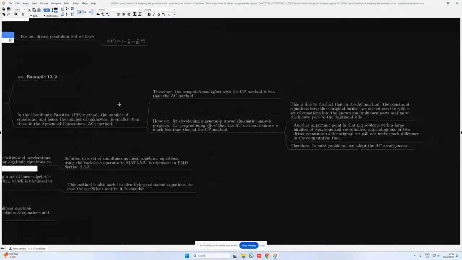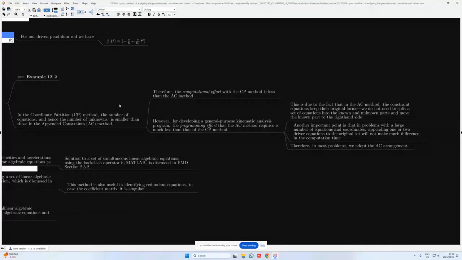All right, so although the arrangements are not very different, from the programming and computational points of view, there are advantages and disadvantages associated with each of these. And you can also have a look at example 12.2, but to essentially just summarize what the advantages and disadvantages are. In the case of the coordinate partitioning method, the number of equations and hence the number of unknowns is smaller than those in the AC method. So therefore, the computational effort with the CP method is less than the AC method.